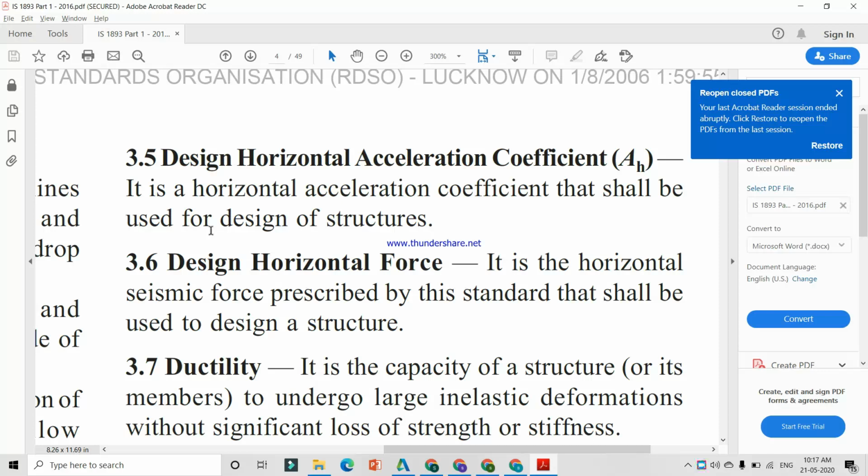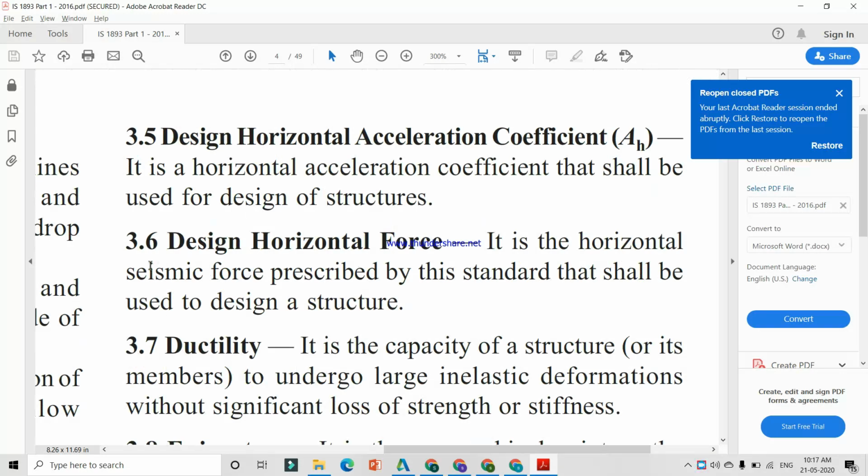Then next is the design horizontal force. These are the seismic forces which are calculated for the design of a structure. For the design horizontal force, we use different methods like the equivalent static method and the dynamic method, which are useful for the calculation of design horizontal forces.